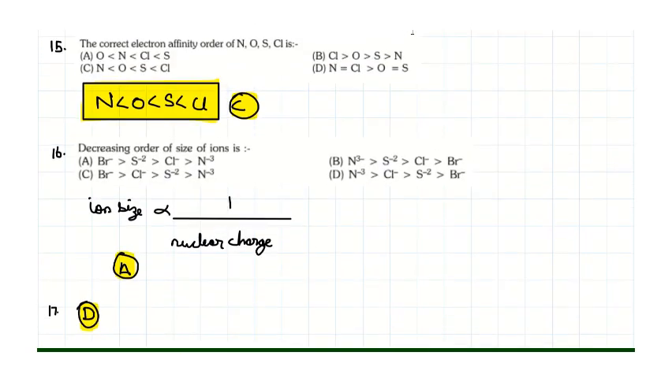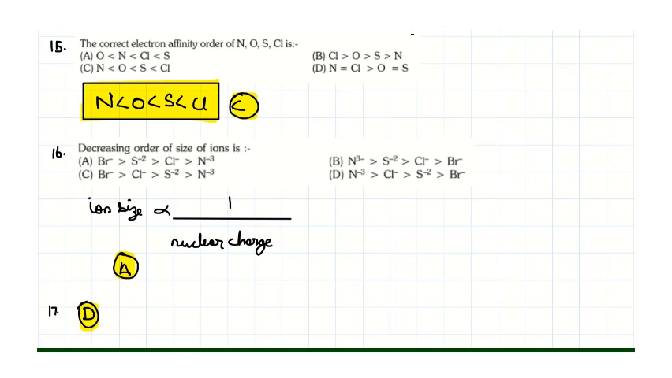In the 15th question, we need to arrange the electron affinity of nitrogen, oxygen, sulfur, and chlorine in ascending or descending order. We know that electron affinity is directly proportional to electronegativity, and electronegativity reduces down a group and increases across a period. Thus, we have N, O, S, and Cl in ascending order of electron affinity.